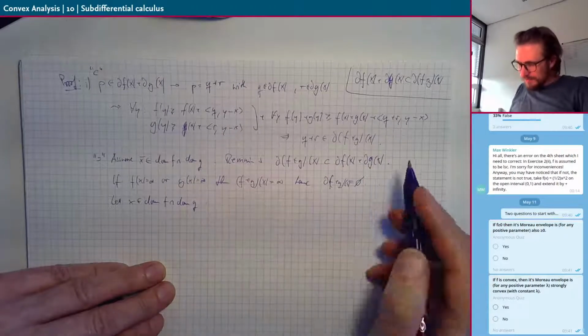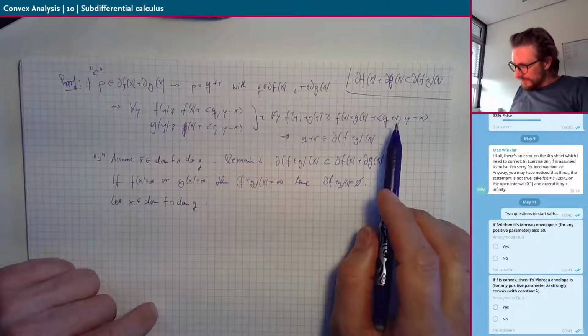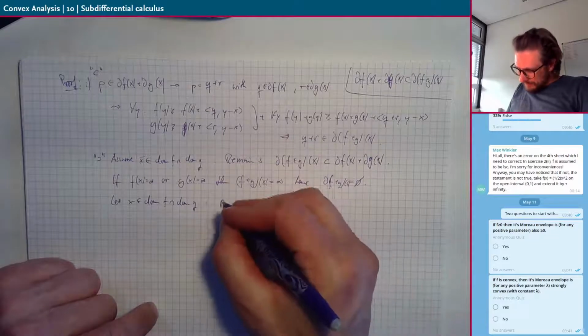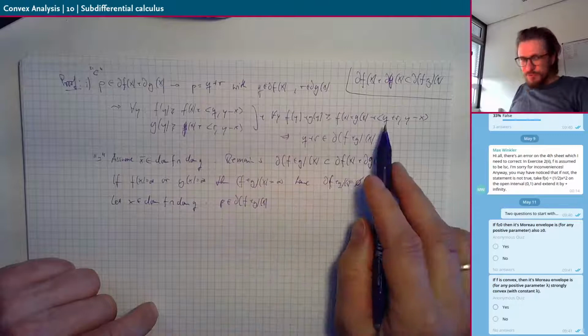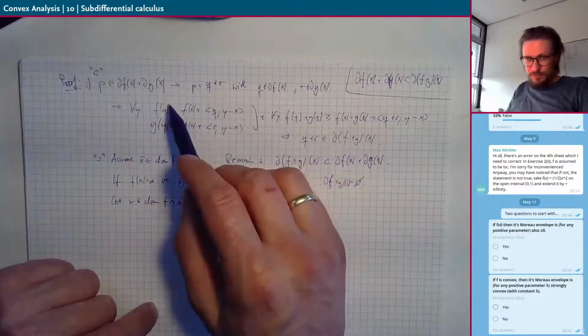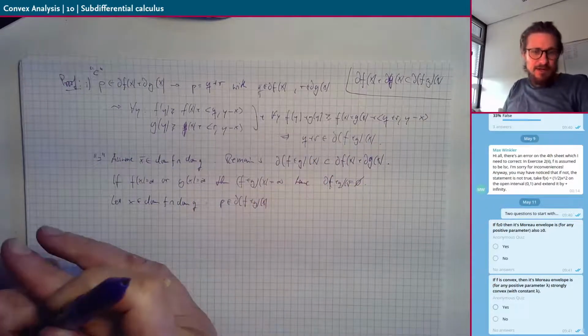So now the goal is, if we have a subgradient p of the sum, to decompose it into q plus r, such that q works for f and r works for g. That is what we want to show.